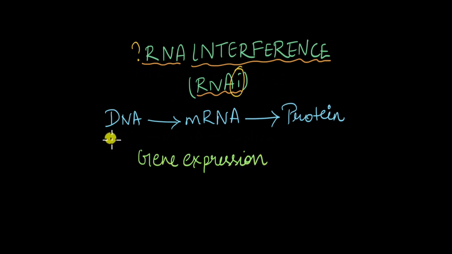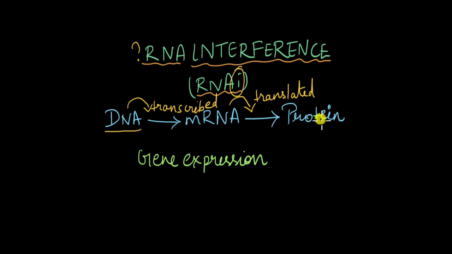So, in the gene expression mechanism, we start with DNA, which is transcribed. The genes in the DNA are transcribed to give mRNA, and the mRNA is translated to give proteins, and the proteins carry out all the cellular functions needed for life. So where does this RNA interference come in this gene expression?